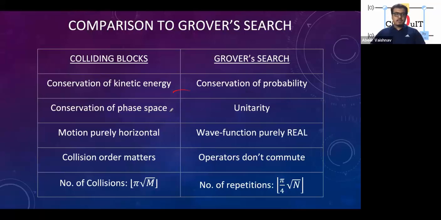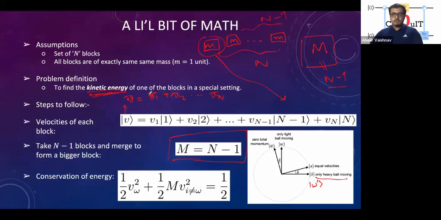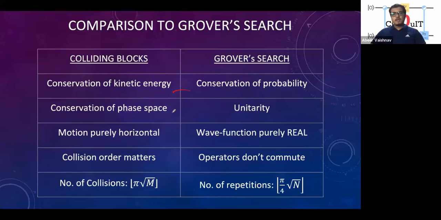Conservation of phase space: we saw this particular phase diagram, and it never goes out of this phase diagram. That means the phase space is conserved. That is relatable to the unitarity of the whole system of Grover's search and overall in quantum computation. Then the motion is purely horizontal, that means it doesn't move in any other axis or any other direction. This is analogous to the wave function of the whole system always being real. It doesn't go into the imaginary subspace. And then the collision order, yeah, this is repeated.